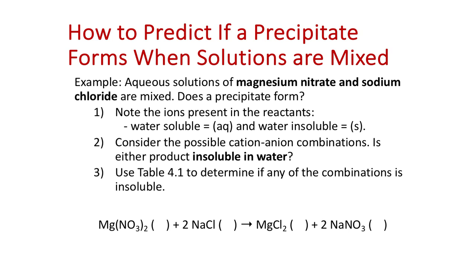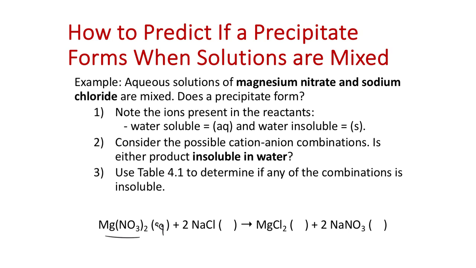So how do we predict if there's a precipitate formed when solutions are mixed? Generally speaking, if we're mixing solutions, they're already soluble, because that's what it means to have a solution to begin with. So if we're mixing aqueous solutions, let's imagine we're mixing magnesium nitrate and sodium chloride, those are the two salts we're mixing together. Mg(NO3)2, as one of our reactants, is water soluble. All nitrates are water soluble, so that's an aq.